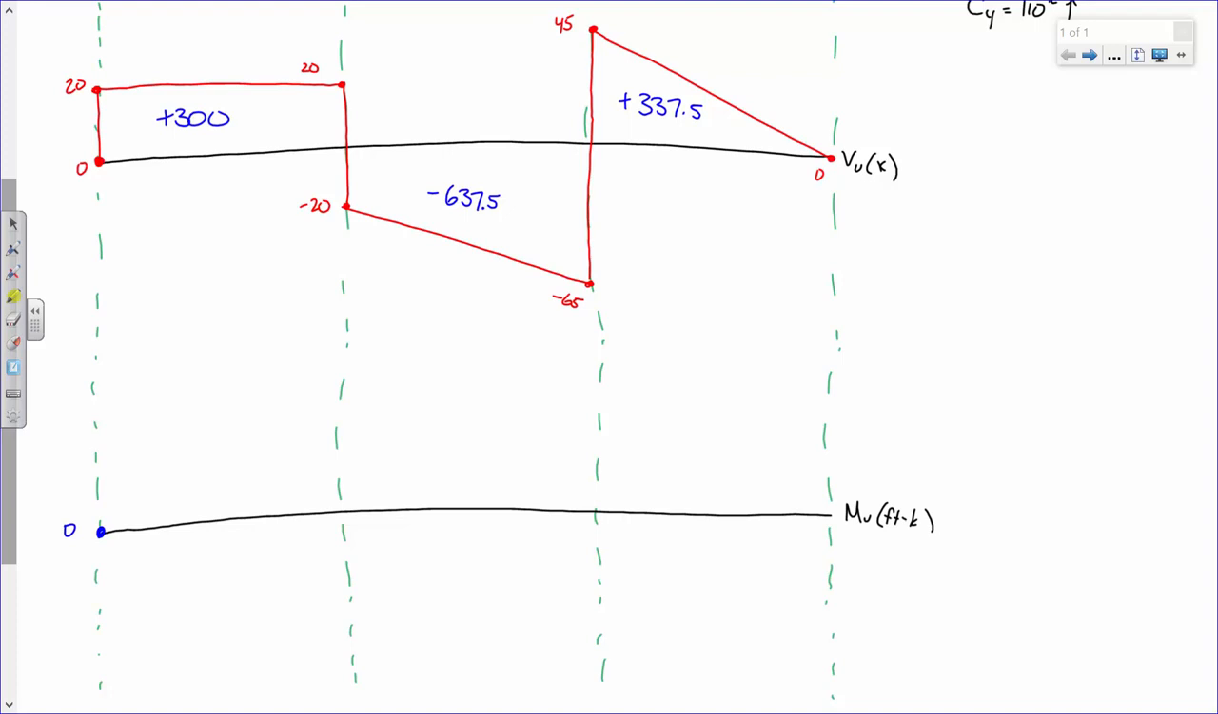It'll start at zero. Tell me what I do between A and B. Linear up to what? 300. Okay, I'm going to draw something that I didn't do in structural analysis, but I want this to be very clear. Linear. That's really important. In fact, here, let me move that. Let me put this down. Linear.